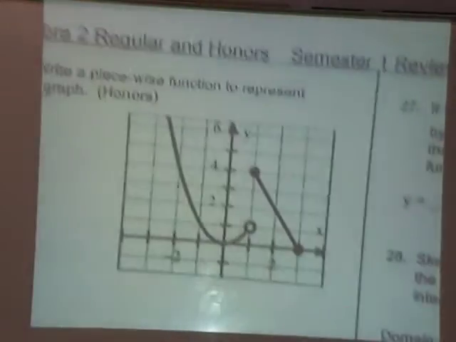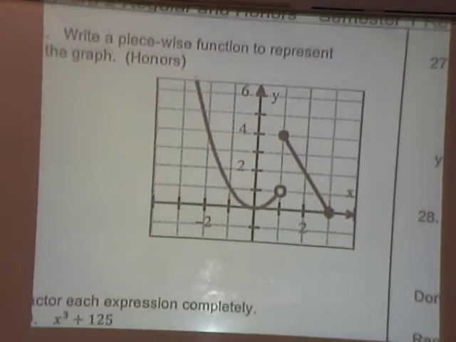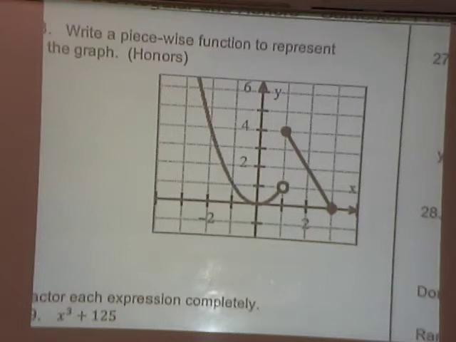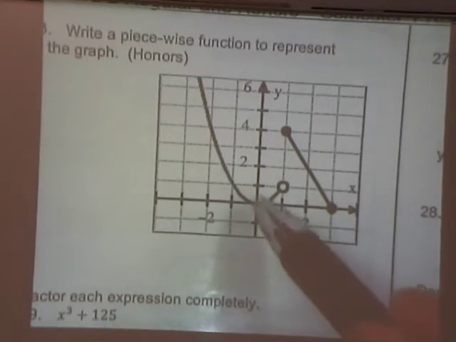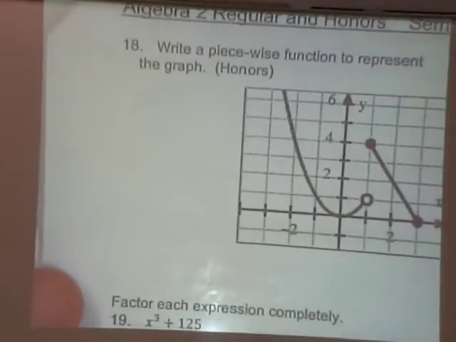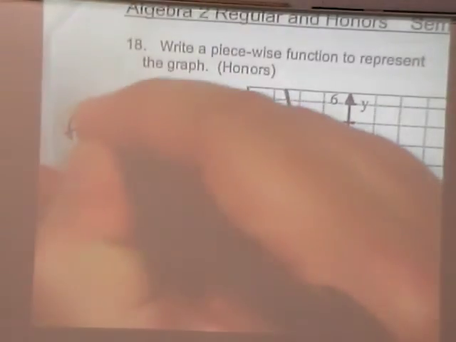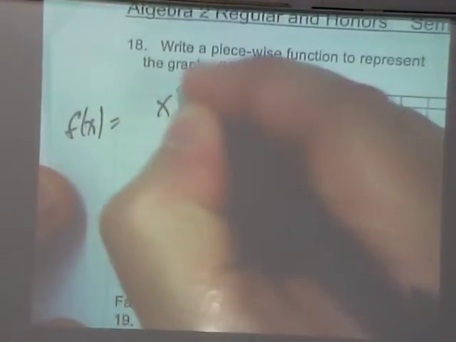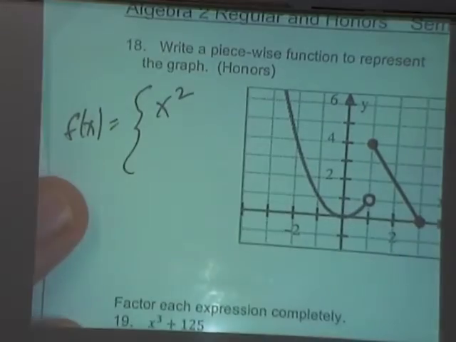18. Write a piecewise function to represent the graph. That was like a parent function of the parabola, right? That is a parent function of the parabola, good. So the left-hand side is going to be x squared. And that's for x is what?